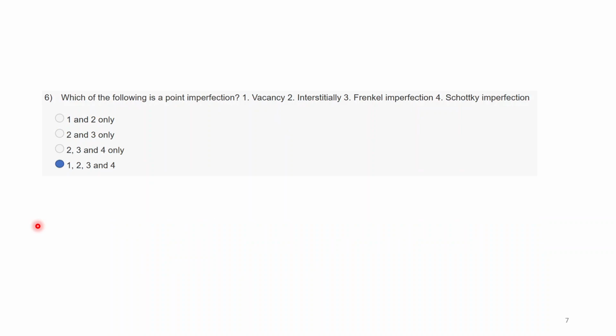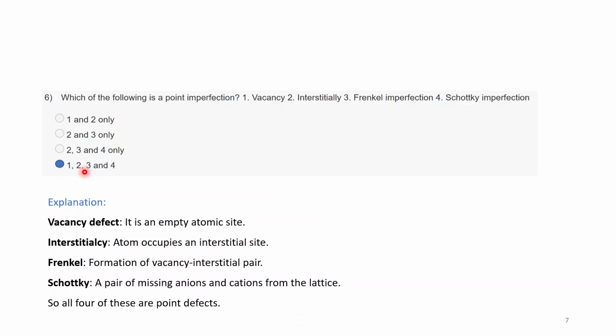The next question is, which of the following is a point imperfection? Vacancy, interstitial, Frenkel imperfection, Schottky imperfection, all these are point defects. So D will be the answer. These are the definitions.